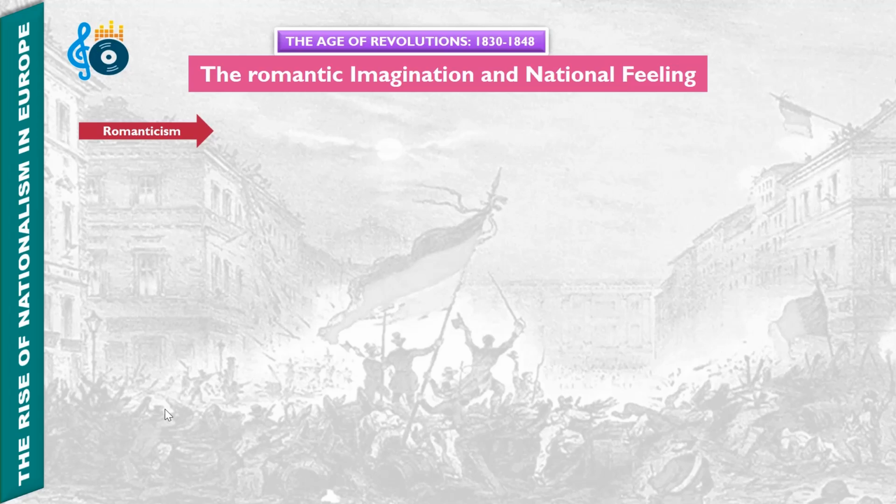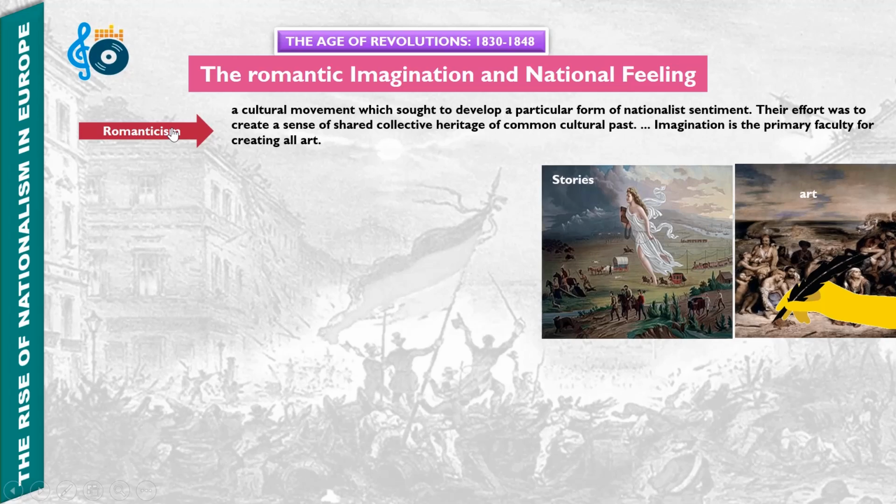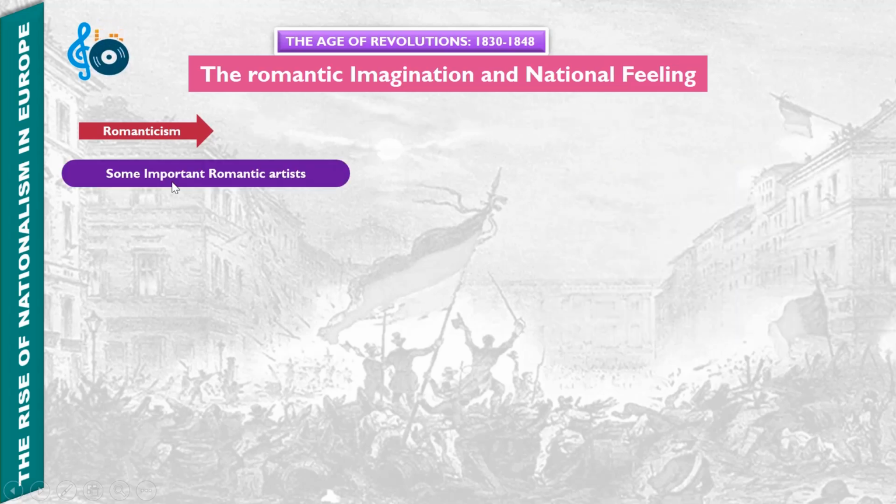The next topic is the romantic imagination and national feelings. So, what is romanticism? A cultural movement which sought to develop a particular form of nationalist sentiment. Their effort was to create a sense of shared collective heritage, of a common cultural past. Imagination is the primary faculty for creating all art. Some important romantic artists to note over here.